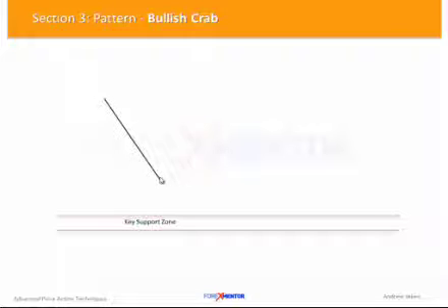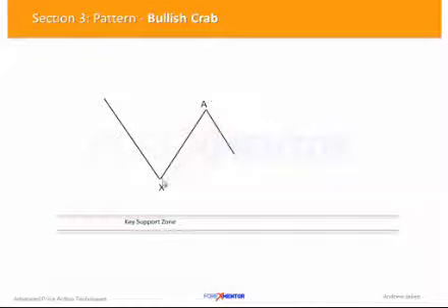You can see price drives down as with the butterfly pattern and gets rejected just before our key support zone. This initial rally we label X to A. We're then looking for a retracement of the XA rally. In the case of the butterfly, we were looking for a 786 or 79% retracement. For the crab pattern, we're looking for a 618 retracement. We label this point B.